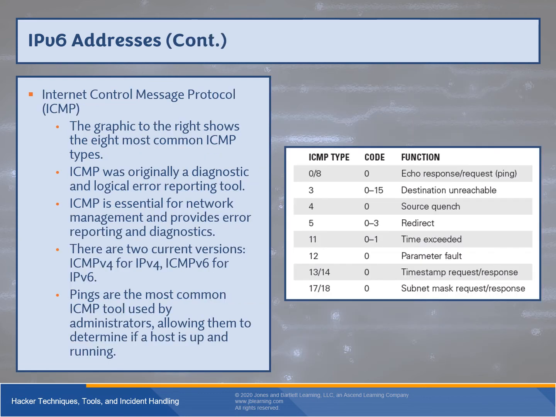ICMP, Internet Control Message Protocol. The graphic on the right here shows us the most common ICMP types. ICMP was originally a diagnostic and logical error reporting tool. ICMP is essential for network management and provides error reporting and diagnostics. There are 2 current versions, ICMP v4 for IPv4 and then version 6 for IPv6.